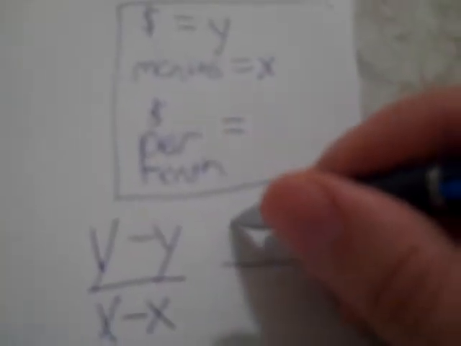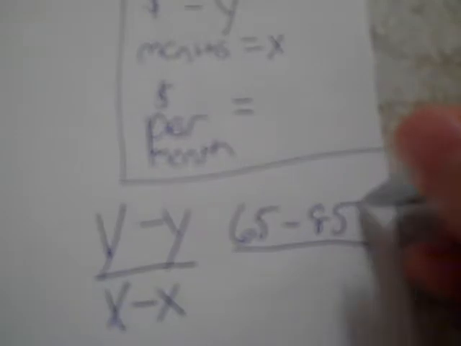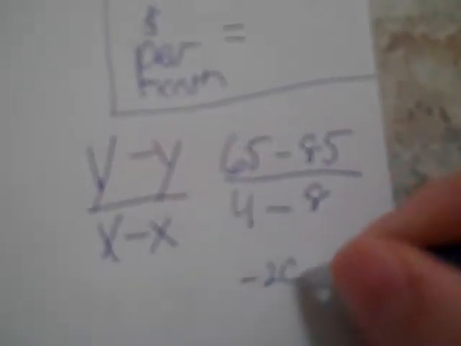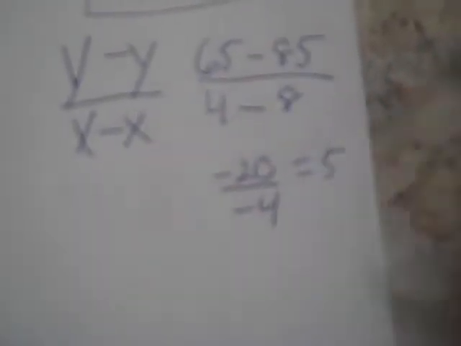Okay, so the Y is the money. So what do we have for money? Well, we got $65 and $85. So 65 minus 85. What do I have for the months? Well, I've got 4 minus 8. And that's going to be negative 20 over negative 4. And then divide those two, you end up with positive 5. That's right, okay, because the money that we're keeping track of is going up. That's pretty cheap, cost per month.